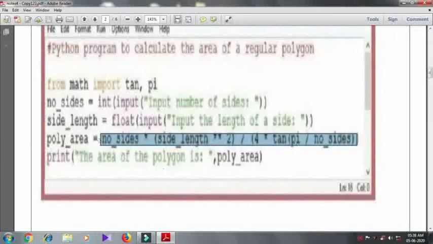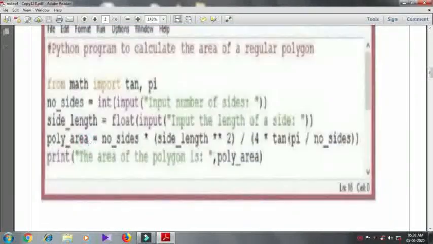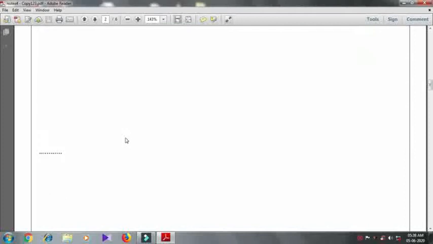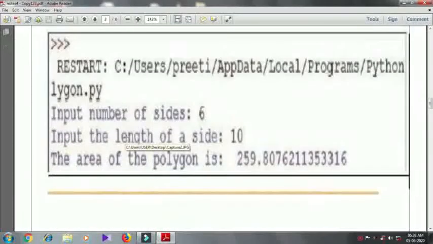Python program. First we import tan and pi functions, then input the number of sides and the length of a side. Area of a regular polygon equals number of sides into side square by 4 by tan pi by number of sides. This value is stored in variable pol area and we print its value. The output is as follows.